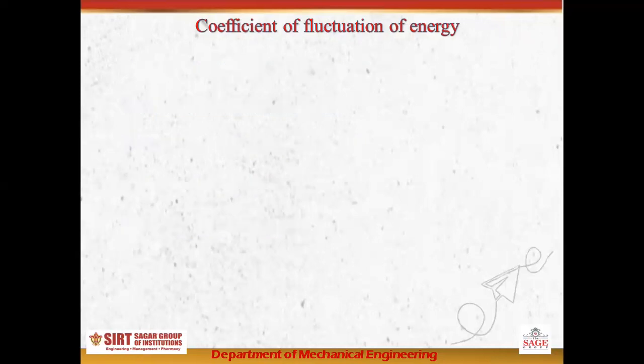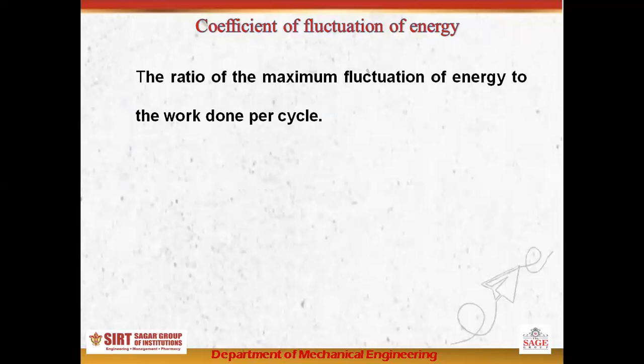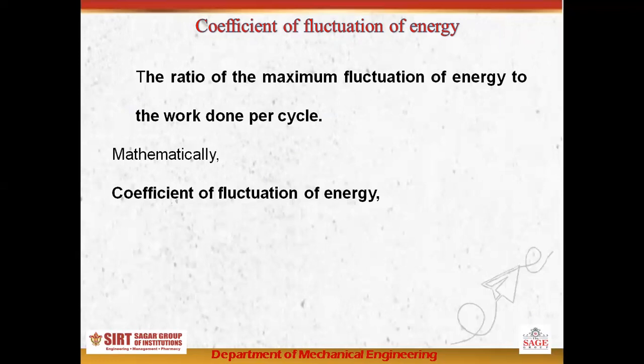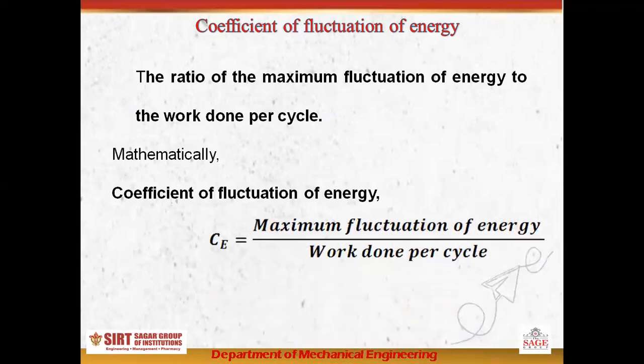So, what is the definition of the coefficient of fluctuation of energy? It is the ratio of the maximum fluctuation of energy to the work done per cycle. Mathematically, we can write it as the maximum fluctuation of energy divided by the work done per cycle. It is represented by CE. The maximum fluctuation of energy is equal to delta E, and W is the work done per cycle.